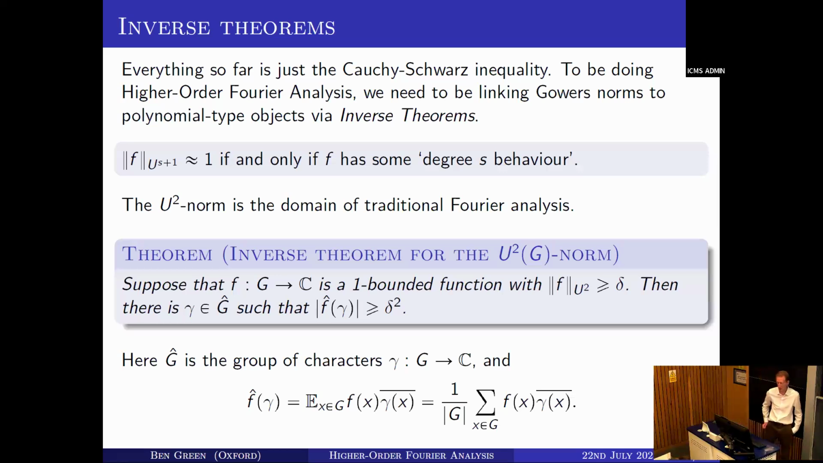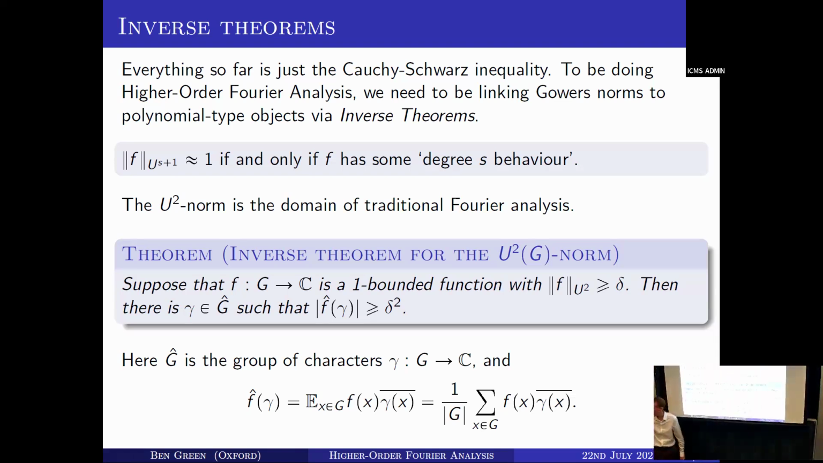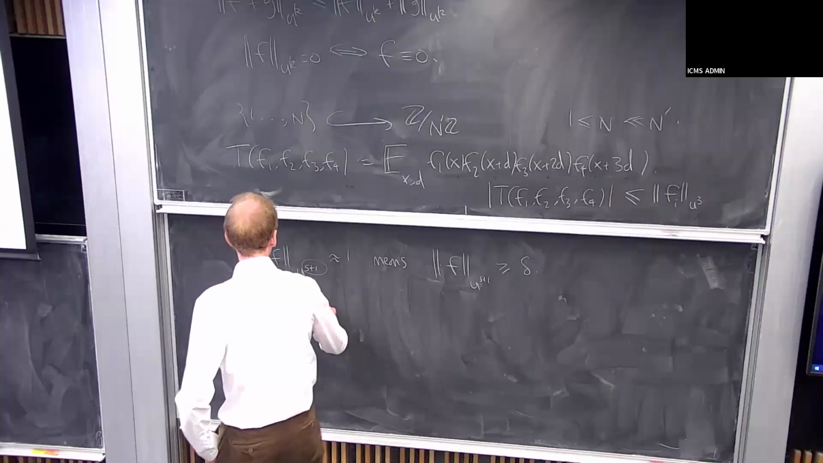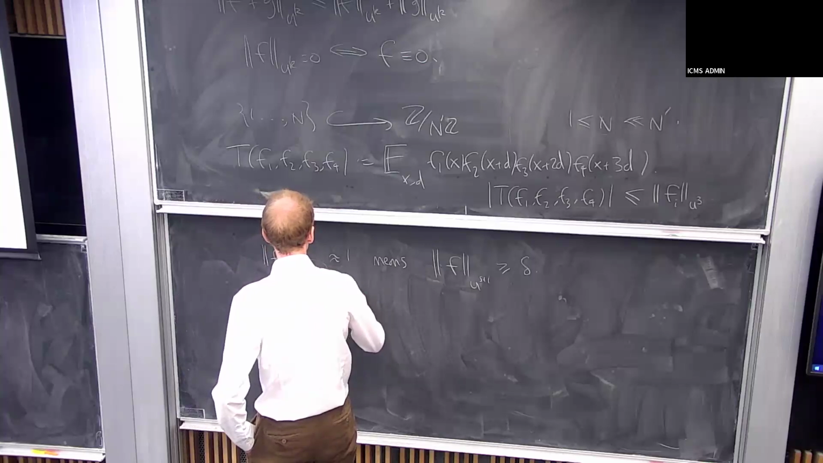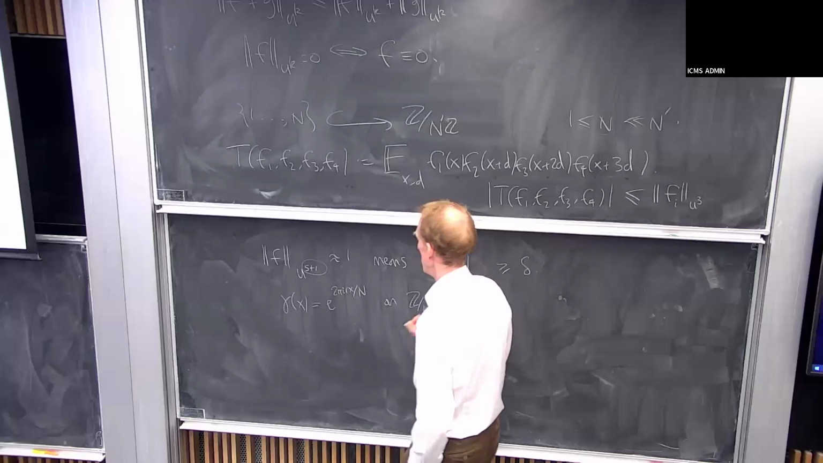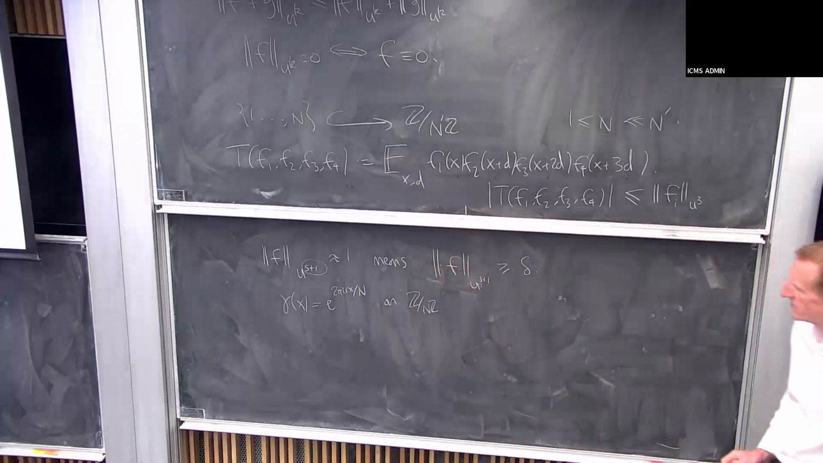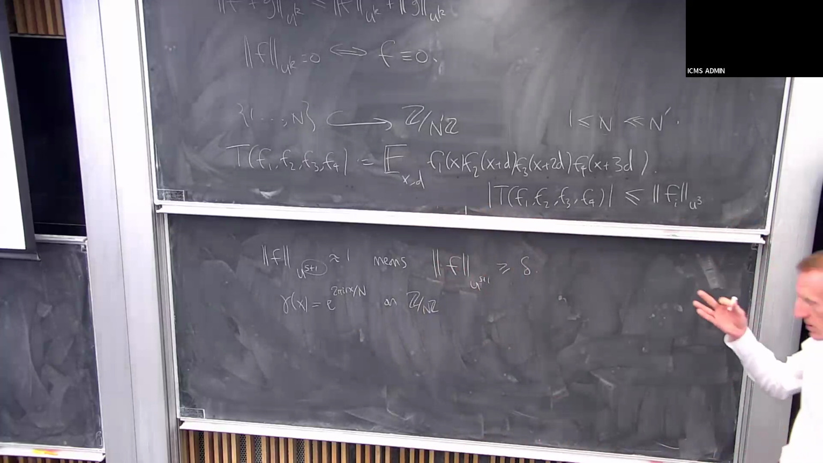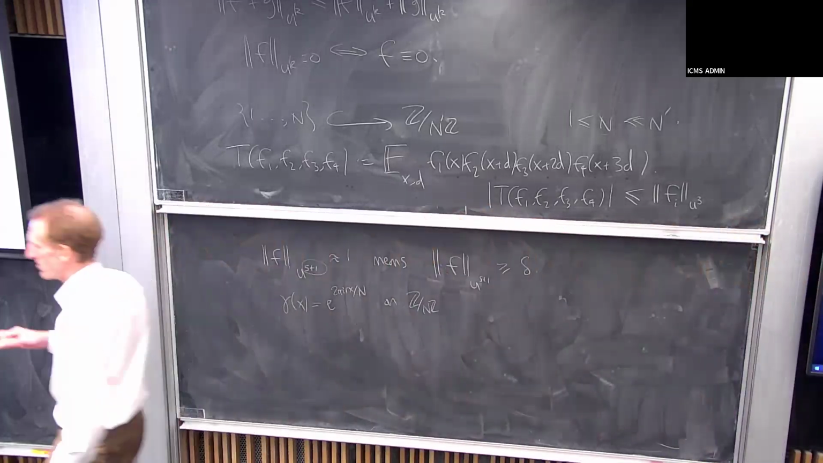So G hat is the group of homomorphisms from G to the complexes. And the Fourier transform of f at the character is just the inner product of f with the character, defined like that. On Z mod NZ, the characters are going to be of this form. And so on that group, this U2 inverse theorem is definitely saying, suppose I have a large U2 norm, then my function correlates with a linear, degree 1 phase.